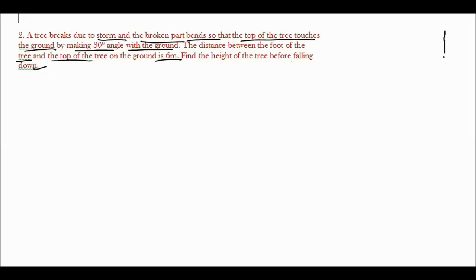There is a tree, and after the storm it falls down like this. The angle is 30 degrees. The distance is 6 meters on the ground. Let the standing part have height h1 and the fallen part h2. So h1 plus h2 is the height of the tree.